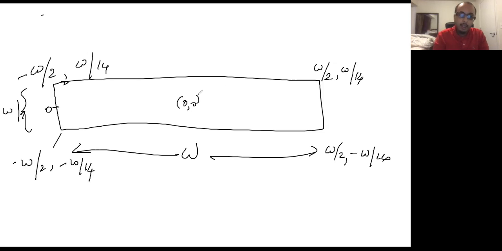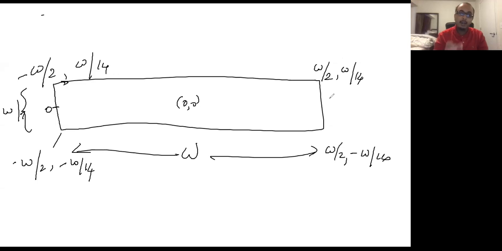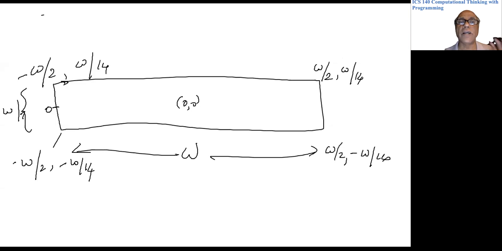I don't get it. The width is W divided by 14? Height. Oh, the height. W divided by 7. But the Y coordinates would be at minus W divided by 14 and W divided by 14. So the distance between them would be W divided by 7. So that is my coordinates for the 4 corners.